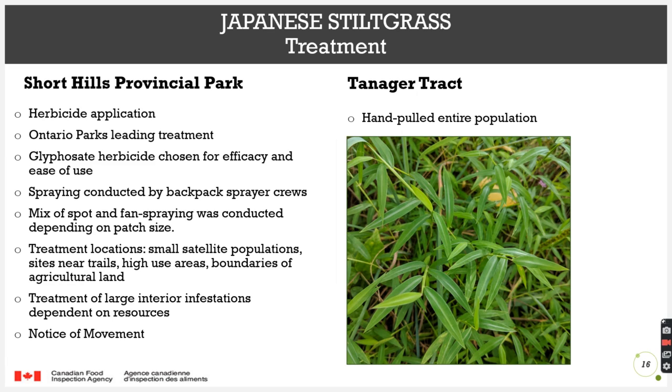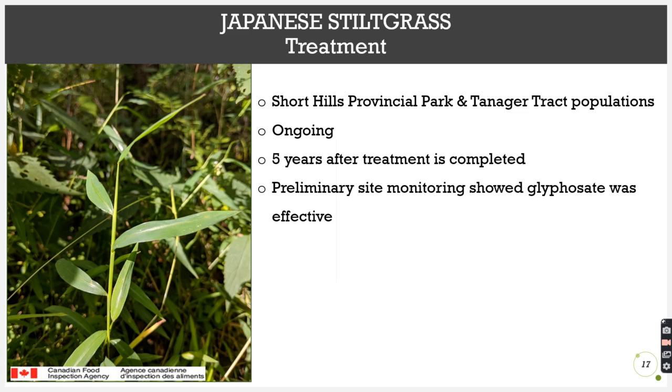Treatment of the Tanager Tract population in Elgin County was simple, and it included mechanical removal via hand pulling. All individuals within the population were removed. Monitoring of the treatment areas is ongoing and takes place at both known populations. Monitoring will be conducted during treatment and will be completed for 5 years after treatment. Preliminary monitoring from the Short Hills population in Niagara region has shown that herbicide treatment of glyphosate has been effective in the areas that were sprayed.